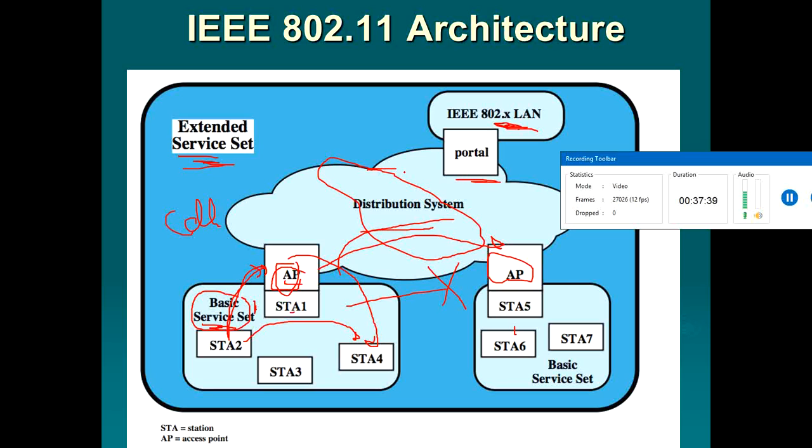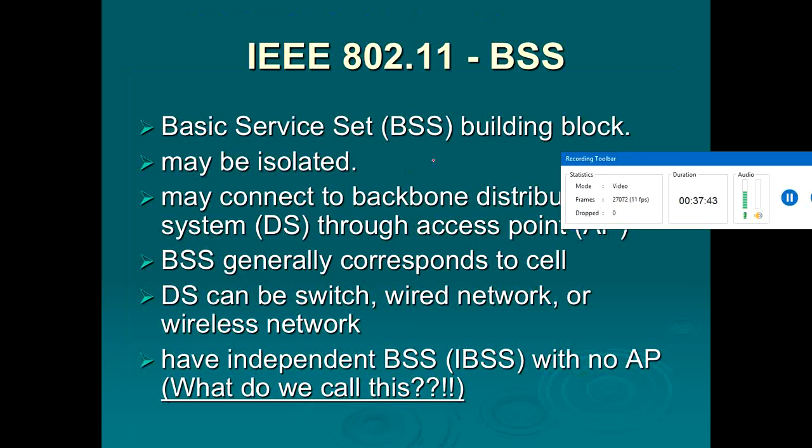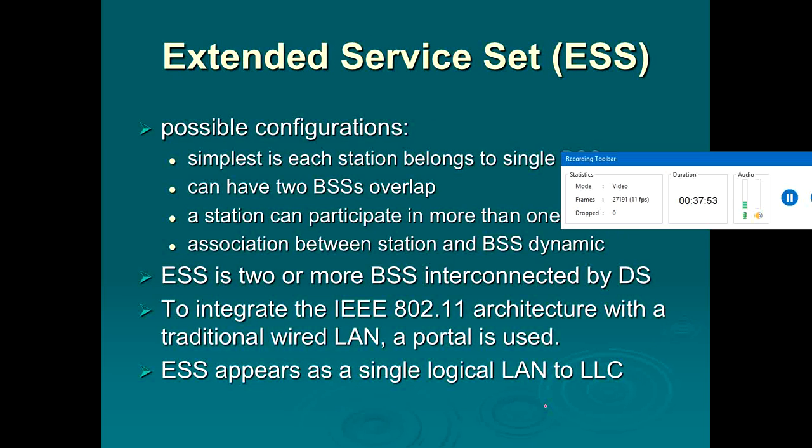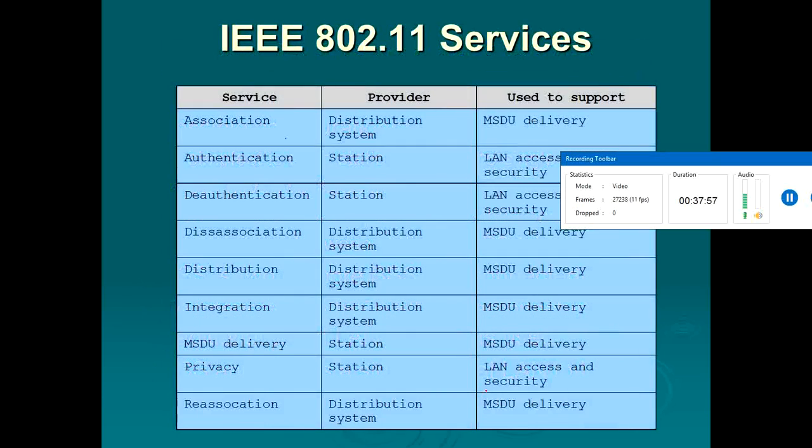So this is the overall architecture of the wireless LANs. All this I have explained. An independent basic service set with no access point is called an ad hoc network. Alright, so all this I have explained to you.